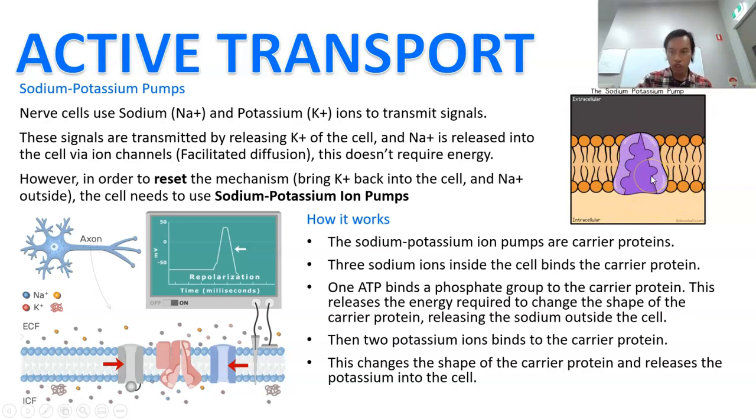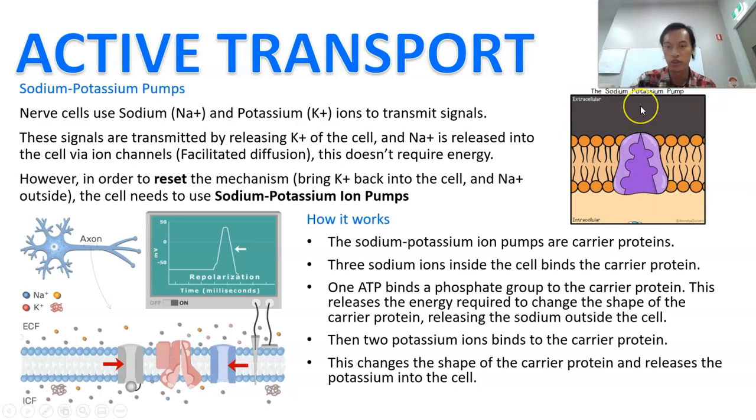And each carrier protein binds to 3 sodium and 2 potassium, right? 3 sodium ions inside the cell bind to the carrier protein, and then one molecule of ATP comes along and attaches to it, and this releases just enough energy to change the shape, and it releases those 3 sodium ions outside of the cell. And that process is called phosphorylation.